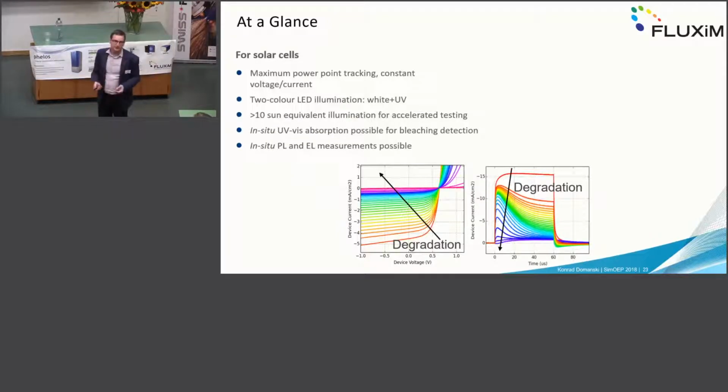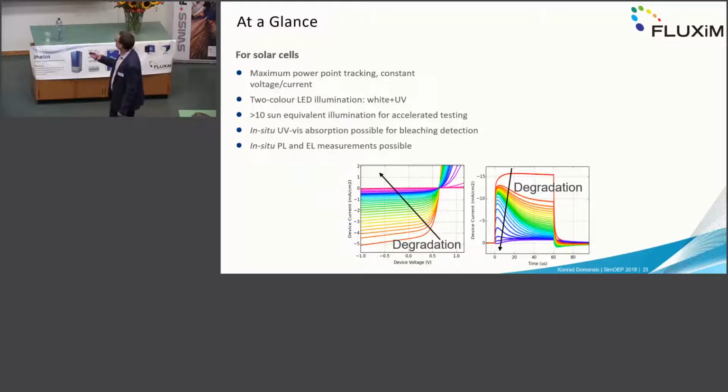By default, we have LED illumination with a white and UV component, which are separately controlled, so you can change the ratio as well. For accelerated aging, we can do up to more than 10 suns illumination equivalent, and I think that's the direction where this technology is going. We already can have devices that last for thousands of hours, so we have to accelerate soon. We can control temperature up to 150 degrees, also for accelerated aging.